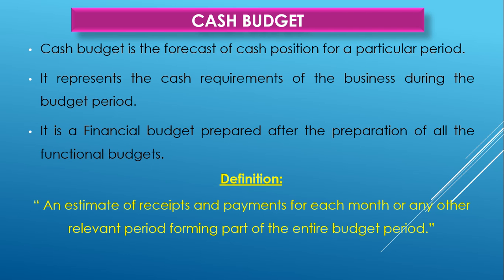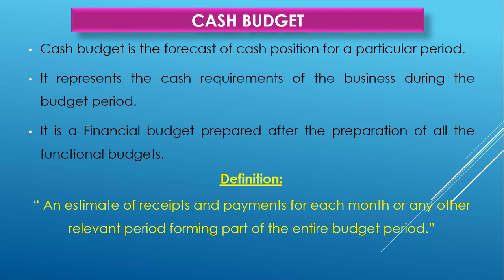It is a financial budget prepared after the preparation of all the functional budgets. All functional budgets means after the preparation of production budget, marketing budget, sales budget, etc. Because all these budgets cannot work without coordination and without the cash budget. Hence all the requirements from all these functional areas are calculated first, and thereafter at the end a master budget of cash budget is prepared.